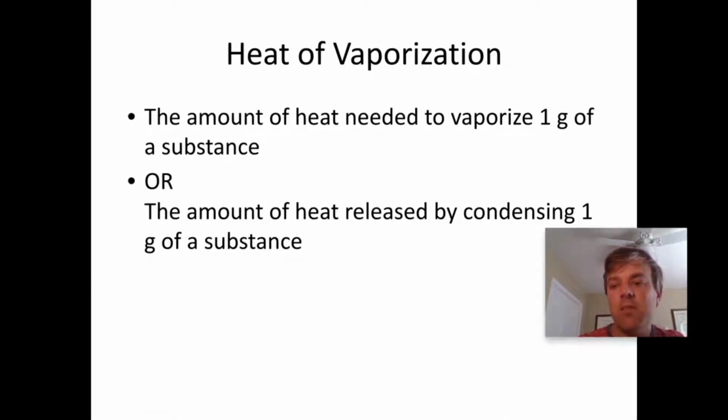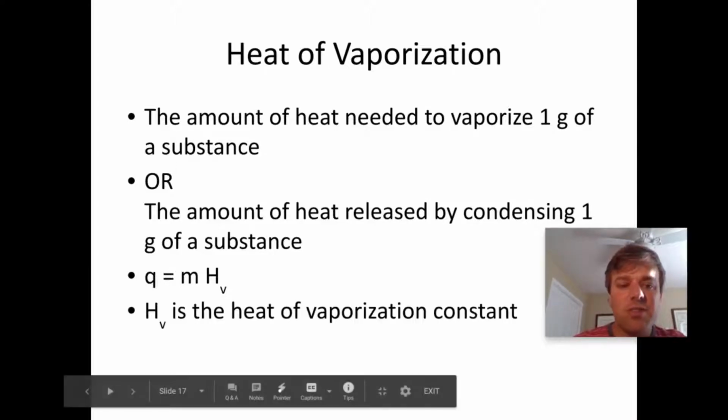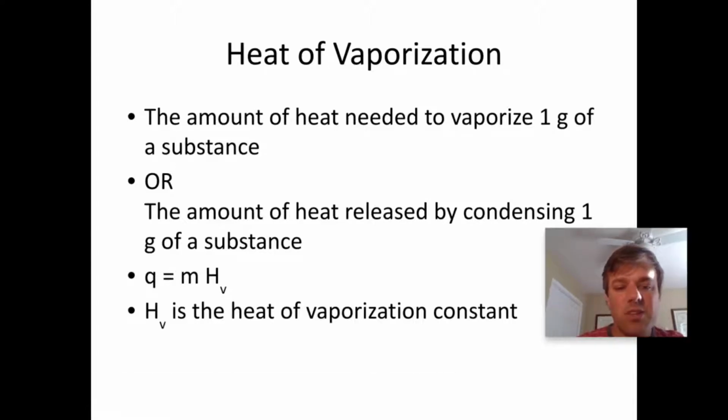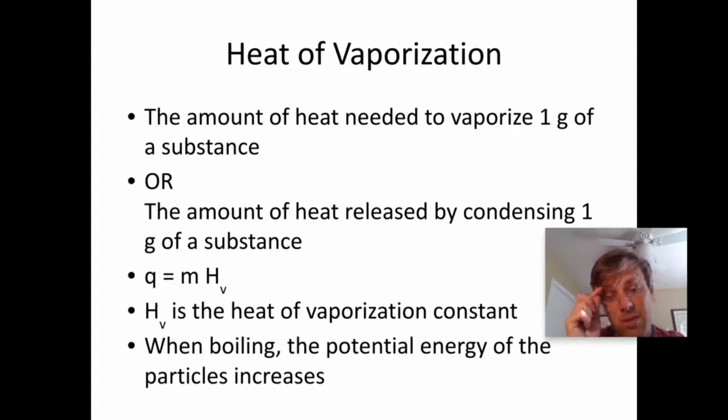So vaporization is for the transition between liquid and gas. Q equals M times HV, where HV is the heat of vaporization constant. And when you're boiling or vaporizing, the potential energy of the particles increases, and when you're condensing, it decreases. So those are our two formulas for the day.